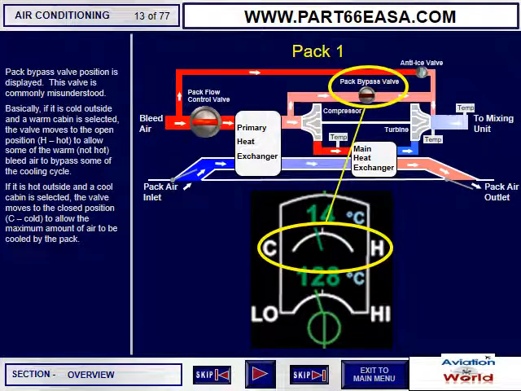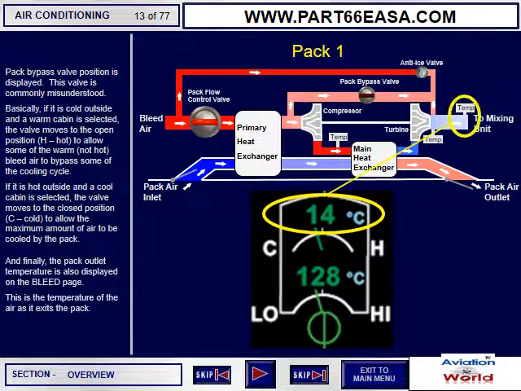Pack bypass valve position is displayed. This valve is commonly misunderstood. Basically, if it is cold outside and a warm cabin is selected, the valve moves to the open position to allow some of the warm bleed air to pass some of the cooling cycle. If it is hot outside and a cool cabin is selected, the valve moves to the closed position to allow the maximum amount of air to be cooled by the pack.